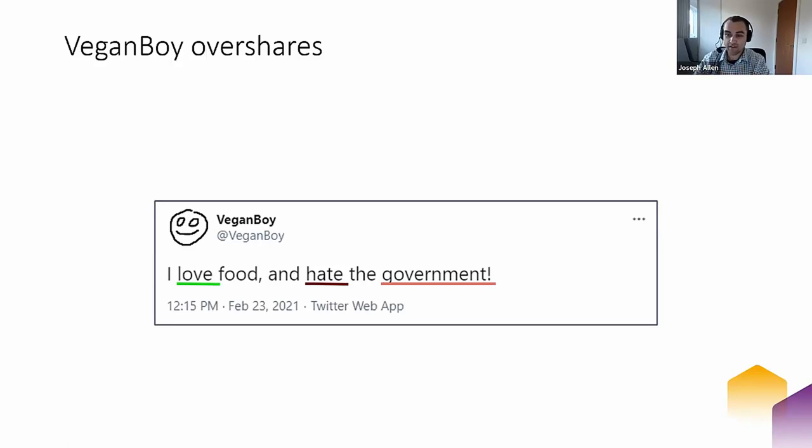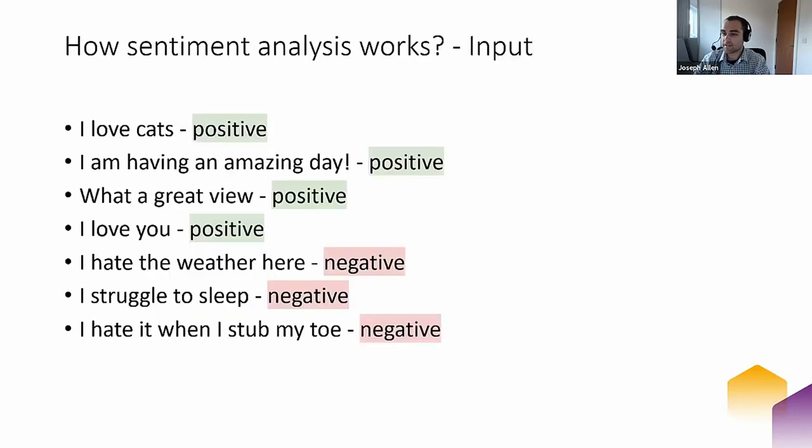It's usually easy for us as humans to look at this sentence and determine whether it's positive or negative, and which of the topics have that positivity or negativity associated with them. For example, here it's clear to us that Vegan Boy is feeling positive about food and negative about the government. There are a few ways sentiment analysis can work, but let's go into detail on an example. So to start with, we need a training set of sentences and labels that label them as positive or negative.